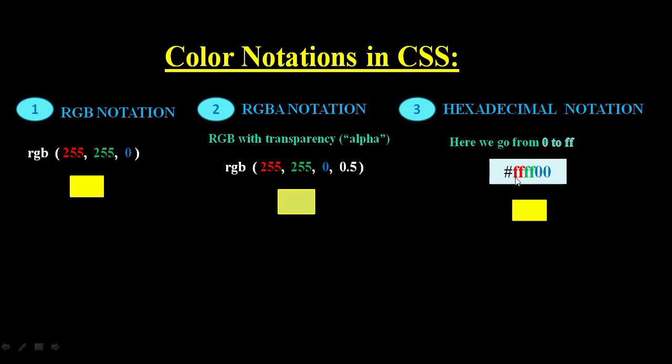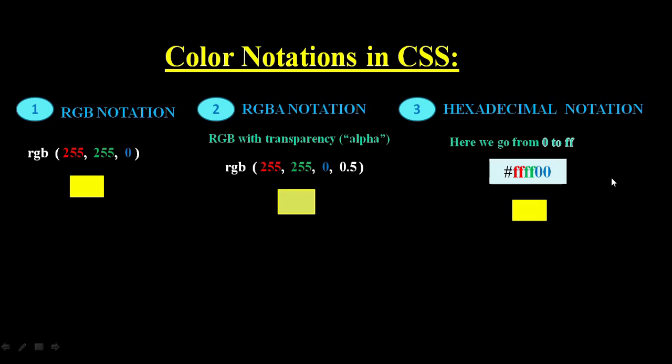Here FF represents the intensity value of the red color, which is 255, the hexadecimal number of 255. The next FF represents the intensity value of green, which is 255 only, and 00 represents the intensity value of blue, which is 0. We will generate the same color as we generated here. That is nothing but yellow.